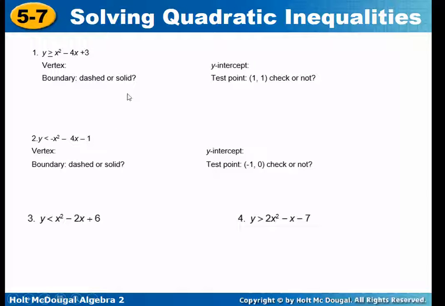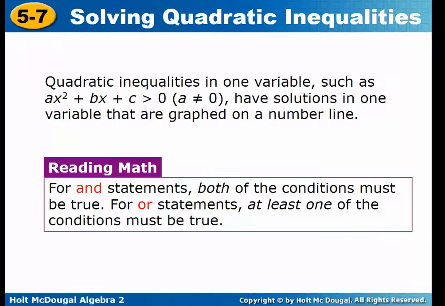So for 1 and 2, you have to say what the vertex is, whether your line is dashed or solid, and what the y-intercept is. And then use your test point. On 3 and 4, you can just add the graphs. So there's a little bit more things to write for 1 and 2. You can write those as well for 3 and 4 if you want to, but you don't have to.